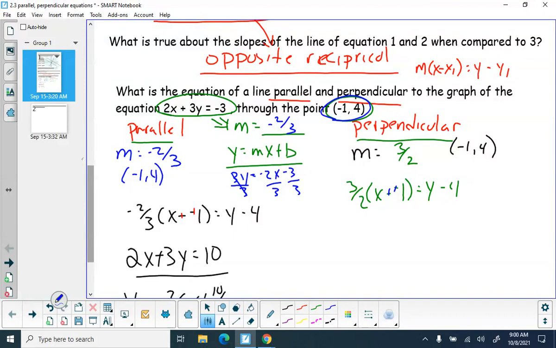Huh? I'm sorry, what? I didn't finish this problem.